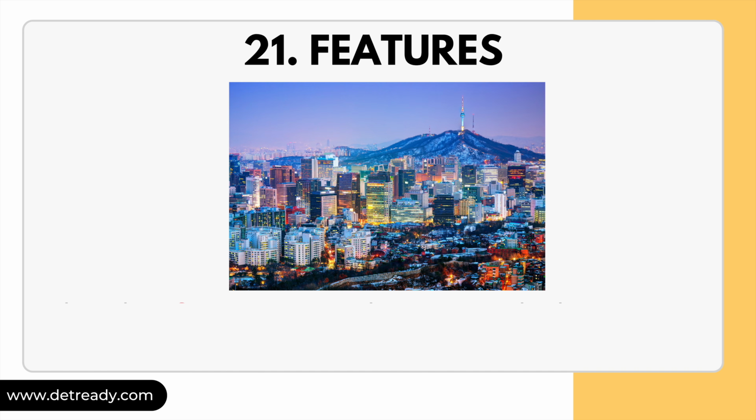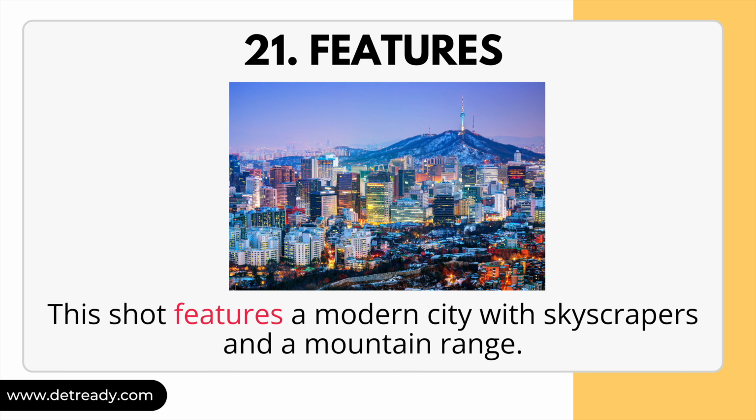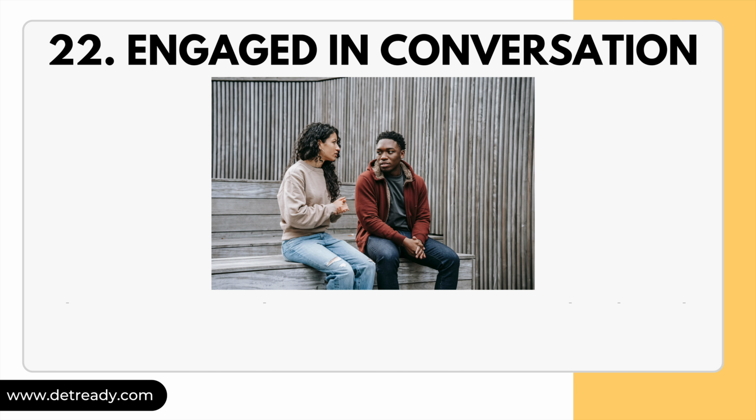But what word can you use if you want to talk about the key parts of a picture? Well, I recommend using the verb features. Just like here. This shot features a modern city with skyscrapers and a mountain range. Features is a simple verb, but it will make your description stand out. Okay, let's move on to 22.